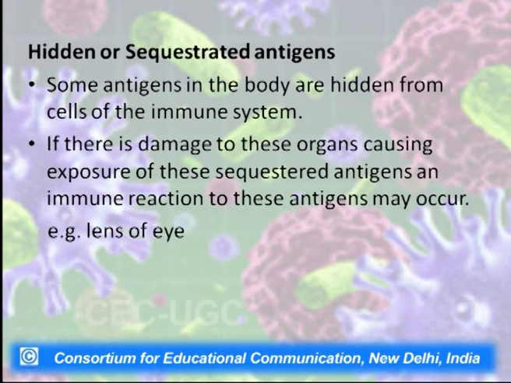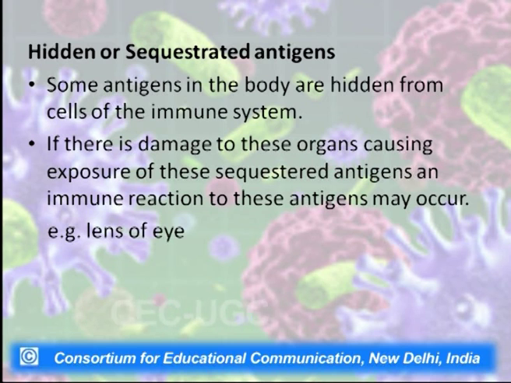Now, there is a very important cause of autoimmunity, which is the hidden or sequestrated antigen. Now, sequestrated antigens are those antigens in the body which are hidden from the cells of the immune system. Now, what happens if there is damage to these organs? It leads to the exposure of these sequestrated or hidden antigens to the immune system. Once the immune system, which has not been acclimatized to these hidden antigens, comes in contact with them, it will mount an immune response. So, exposure of these hidden antigens to the immune system leads to an immune reaction to these antigens.